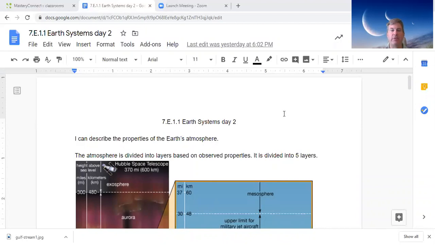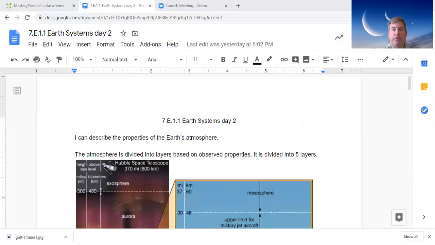Now, the couple of things we're going to run into. Number one, we're going to describe when we talk about properties such as what? Air pressure, that would be one. Temperature, that would be another. Altitude above the ground would be a third. So when we talk about properties, think about how cold is it? What's the air pressure like? And how far off the ground are we?